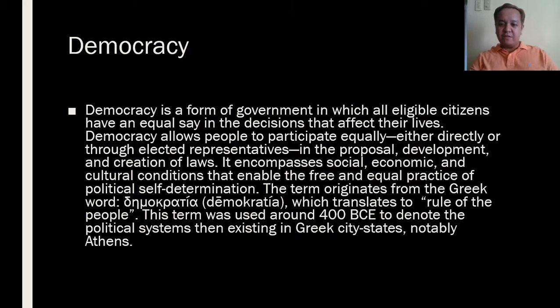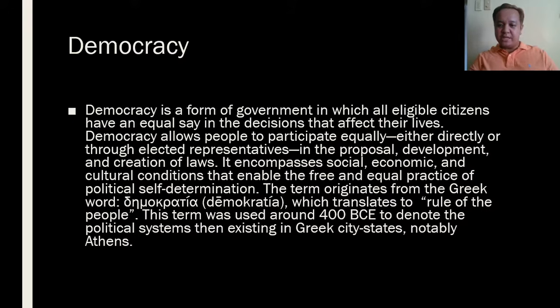Now, democracy is a form of government in which all eligible citizens have equal say in the decisions that affect their lives. Democracy allows people to participate equally either directly or through elected representatives. Now, in this proposal, development and creation of laws, so it encompasses social, economic, and cultural conditions that enable the free and equal practice of political self-determination.